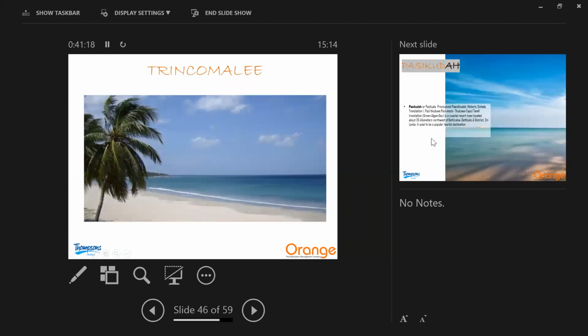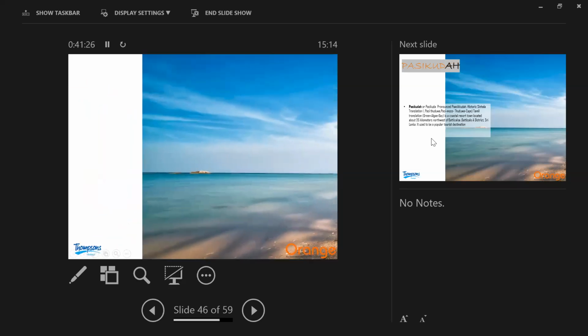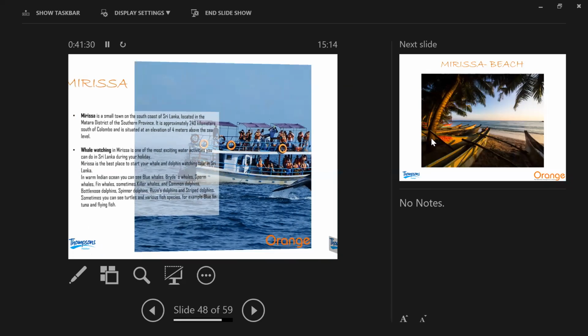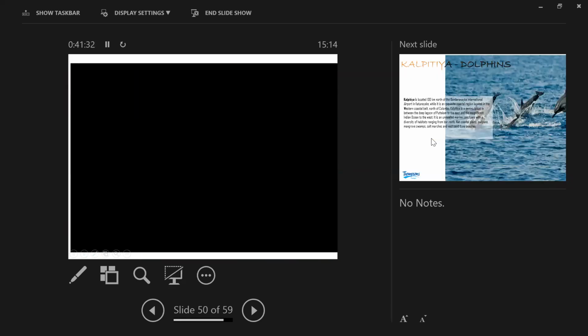Trincomalee is on the east side, very, very Tamil in lifestyle, very Indian in lifestyle, I would say South Indian in lifestyle. Pasikuda is where most of the aquatic sports happen, and Mirissa is the southernmost point. So I'm going to run another video for you now.